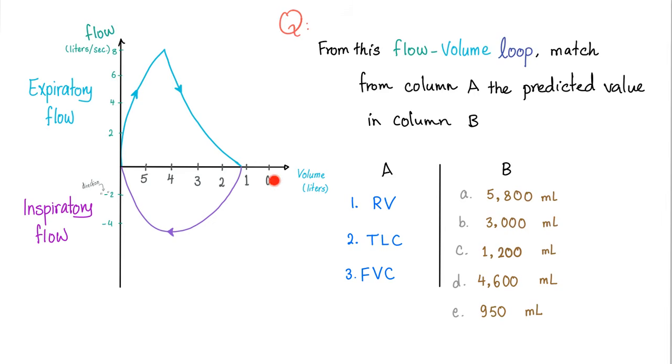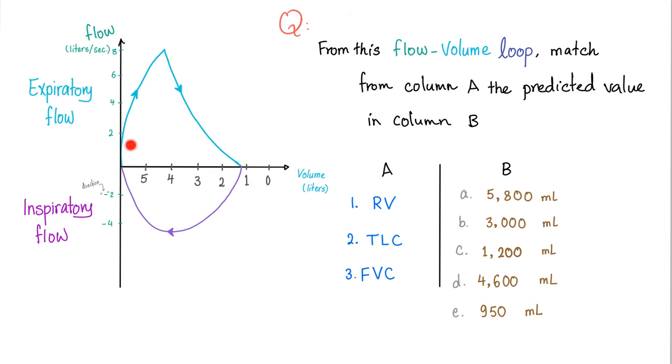From this flow volume loop, match from column A the predicted value in column B: the residual volume, the total lung capacity, and the FVC. Here are your choices in ml. Just match if you know the answer. Now please pause, and here is the answer.